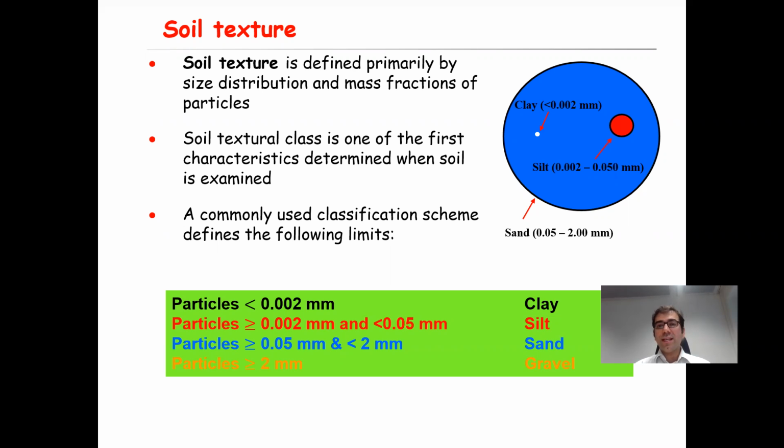A commonly used classification scheme is presented here that is used to determine whether a particle is clay, silt, sand, or gravel. When the particles are less than 2 microns, they are clay. When they are equal to or larger than 2 microns, but less than 50 microns, they are silt. When they are equal to or larger than 50 microns, but less than 2 millimeters or 2000 microns, they are sand. And when they are equal to or larger than 2 millimeters or 2000 microns, they are gravel.